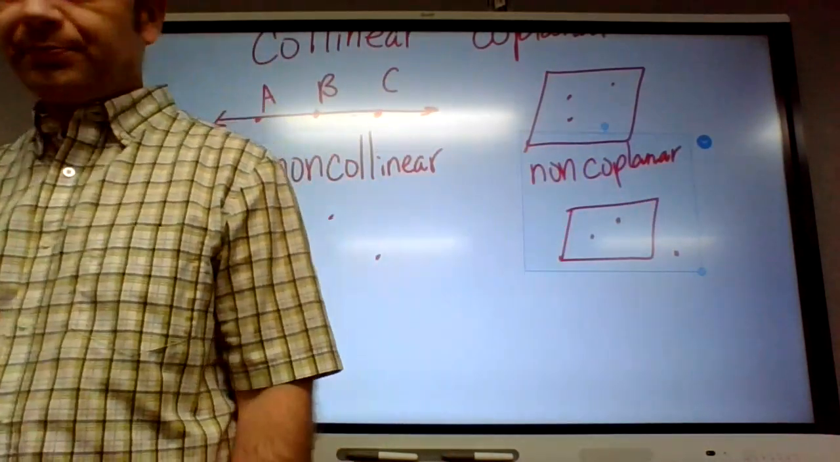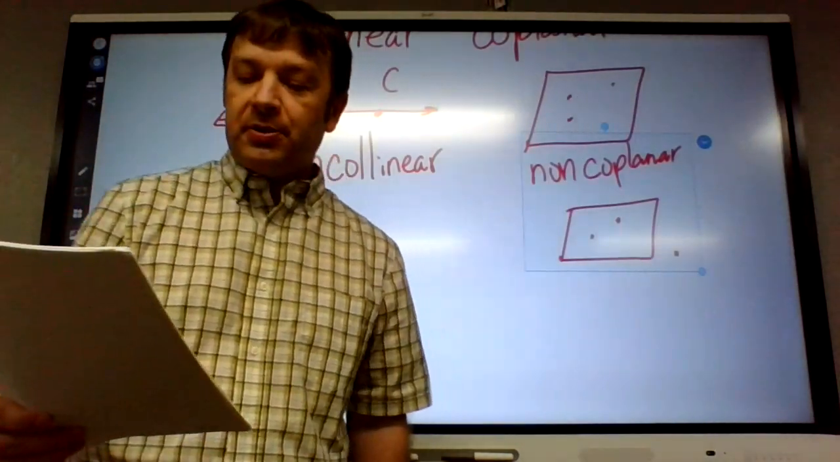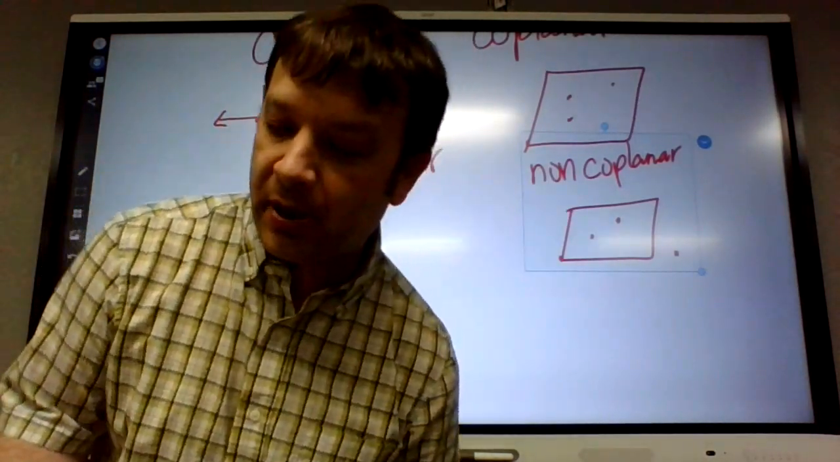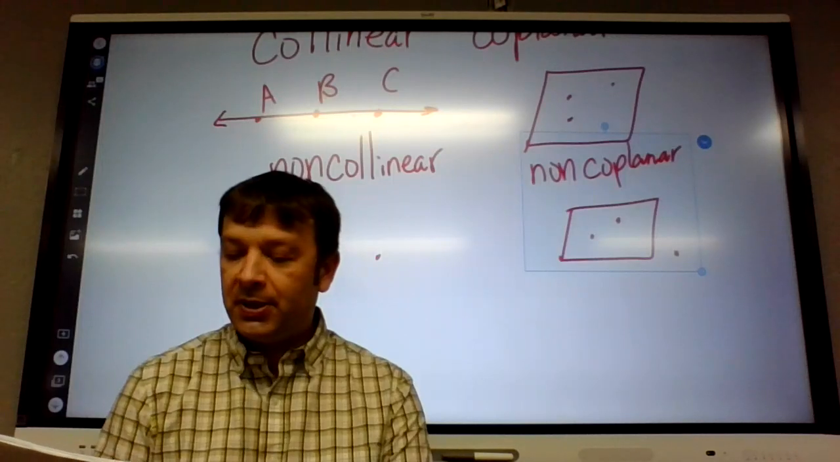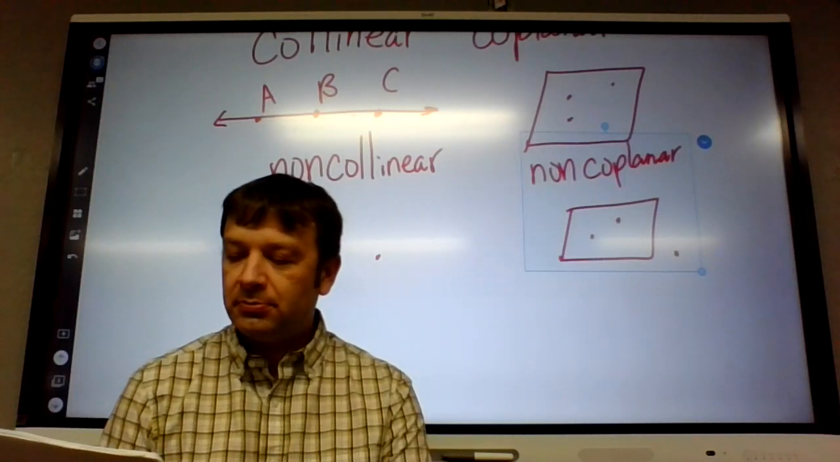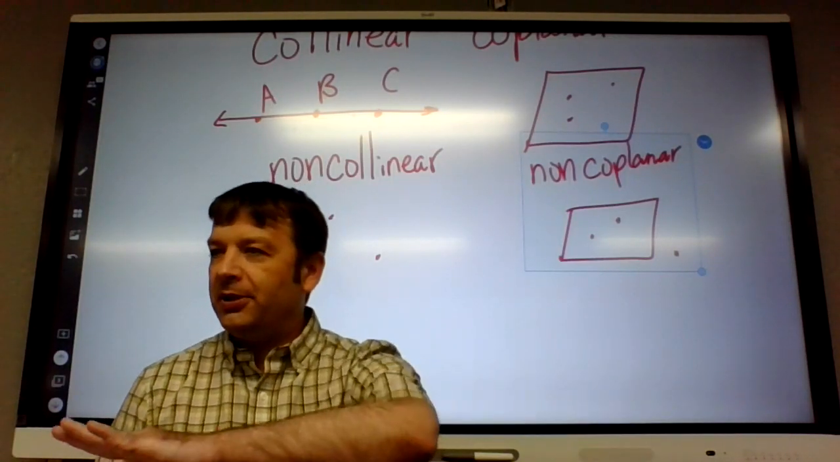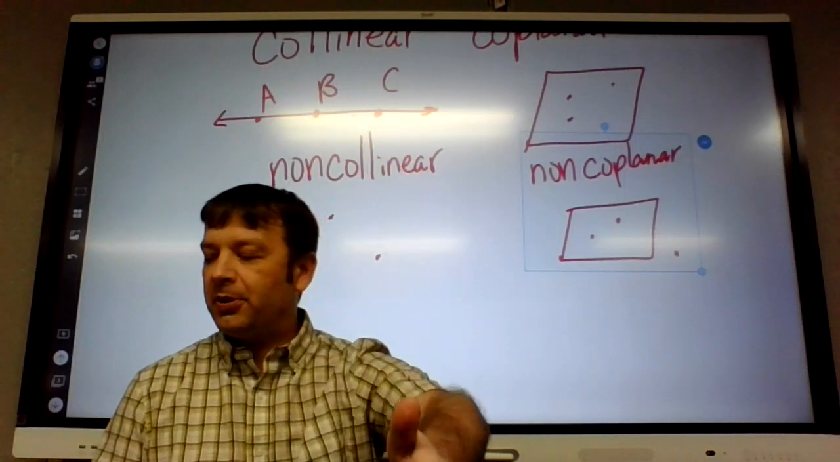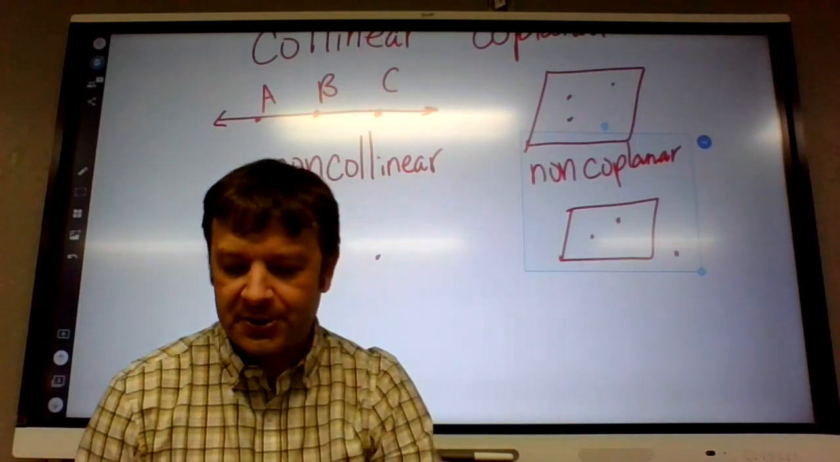All right, back to it. So, given that information, are points A, D, and F coplanar? Okay, they're not on the horizontal plane, but they are all on the vertical plane, the up and down plane. So yes, or true, I guess.